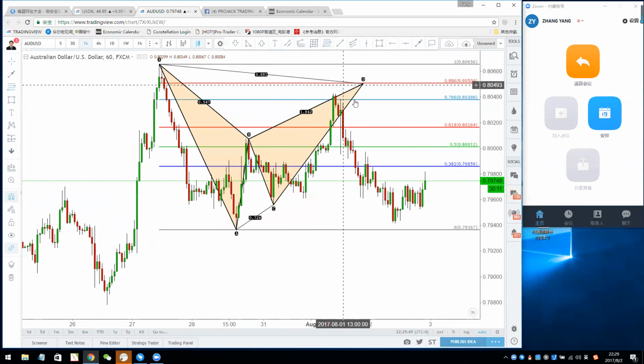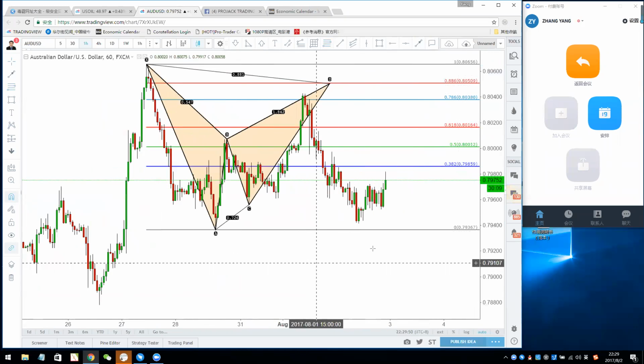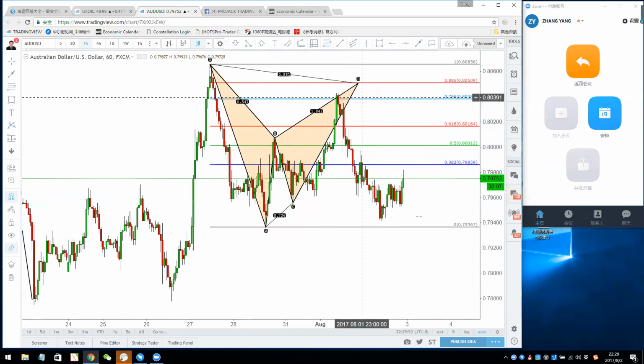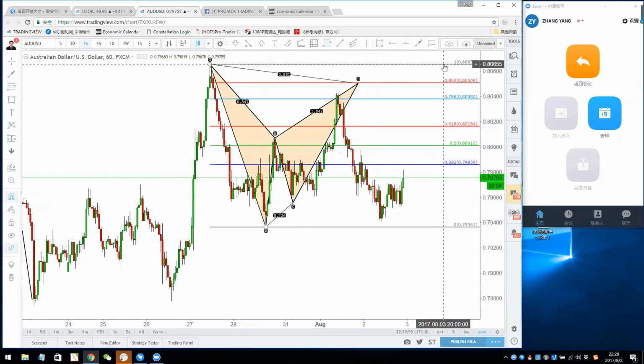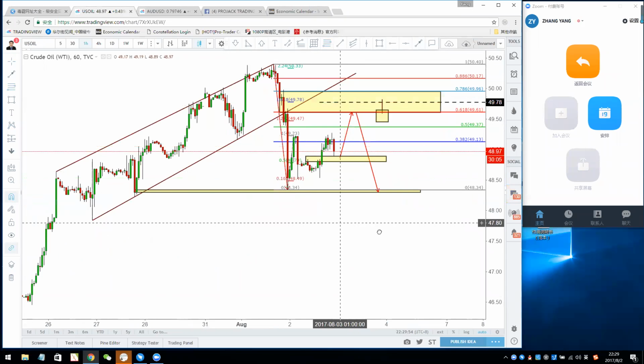And then it just came down again, right? So I would think the Aussie right now is sideways from 0.8065 to 0.7936.